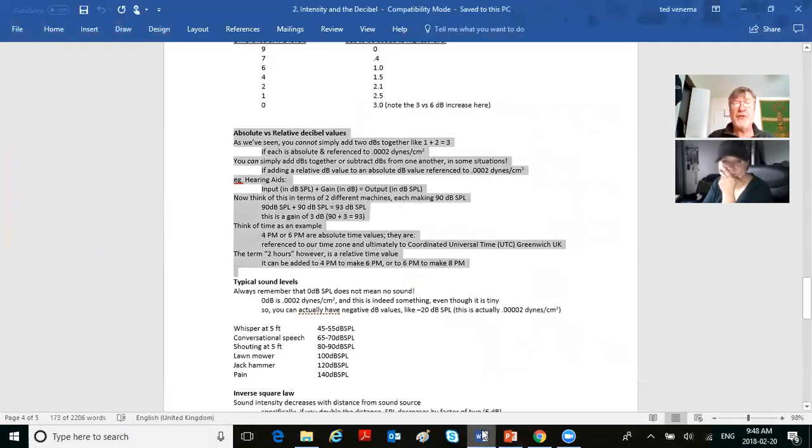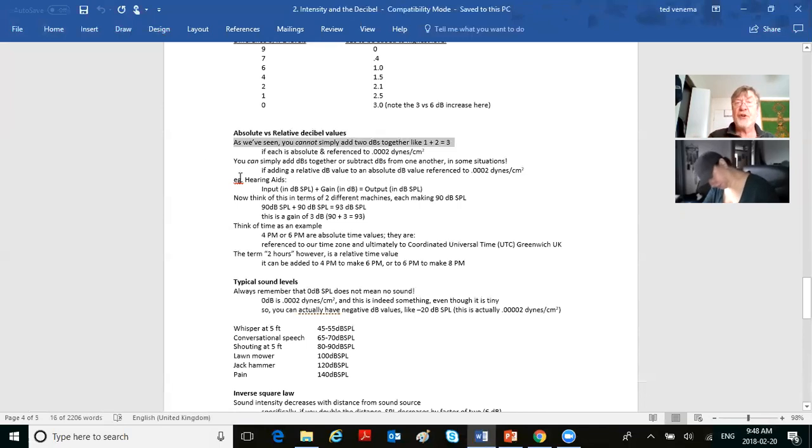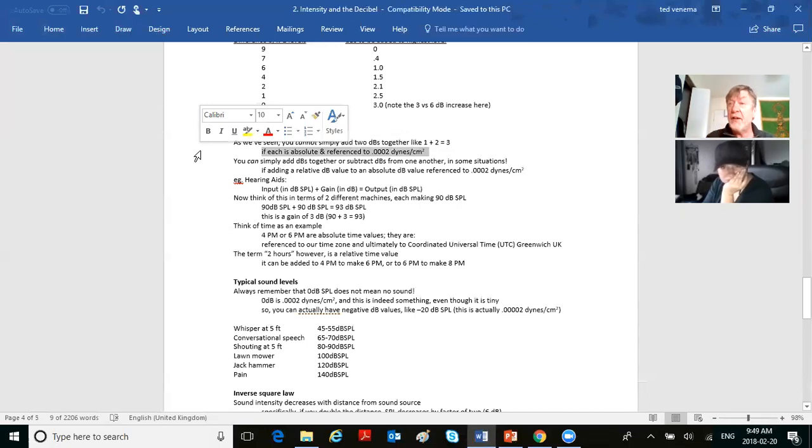and relative. So here we go. As we've seen, we cannot simply add 2 dB SPL values together, like 1 plus 2 is 3. Write that down. If each one is an absolute value, referenced to the ground, you can't add them like 1 plus 2 is 3. So 90 dB SPL plus 90 dB SPL is basically 93 dB SPL.